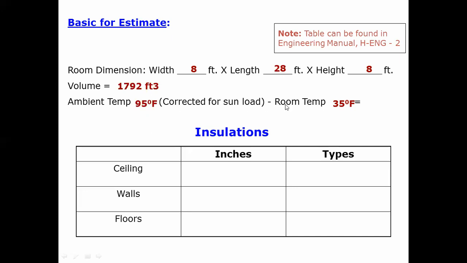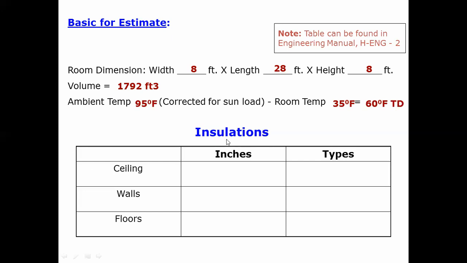So we are reducing its room temperature. We are bringing the cold storage room temperature to 35 degrees Fahrenheit. We are setting to that. So we are going to find its difference. We need to know the difference. Ambient temperature minus room temperature is equal to how much? 60 degrees Fahrenheit, correct? 60 degrees Fahrenheit.